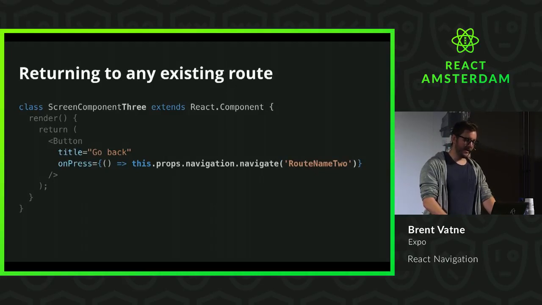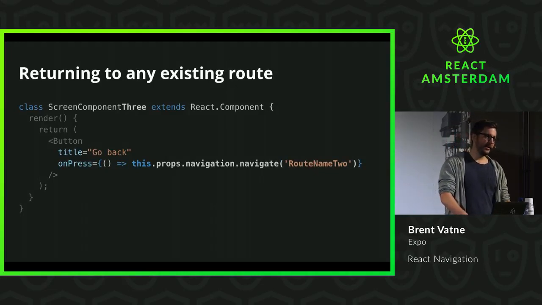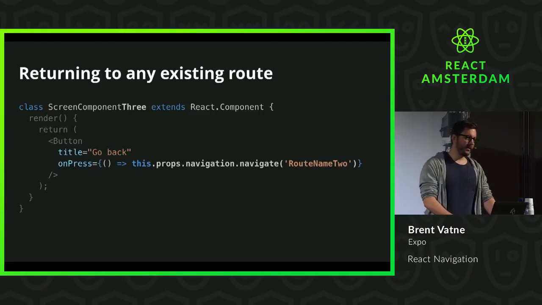Another way to go back is actually just to navigate to the screen by its name. And so if we're on screen 2 and we go to 3, now from screen 3, if we know that 2 is already mounted, we can actually just call navigate to route name 2, and that will dismiss the third screen and go back to the second.